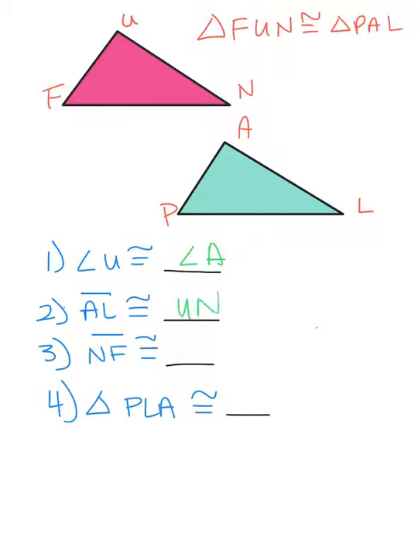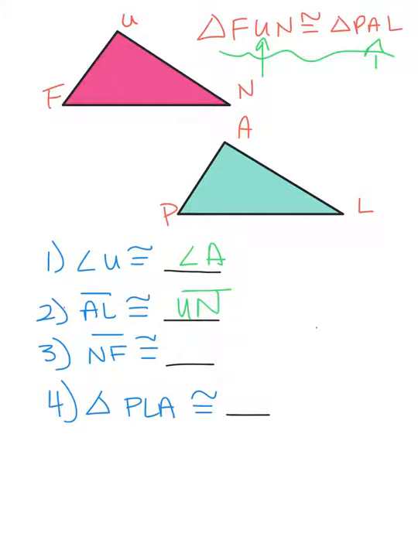Now let's just stop right there. A couple things. I can get these congruent statements either by looking at the triangles and realizing what matches up, or just by looking at my congruency statement. So for instance, in number 1, angle U is the second letter listed in that first triangle. So then I'll go to my second letter listed in my second triangle, and I know that's A. So therefore, I know that angle U is congruent to angle A.